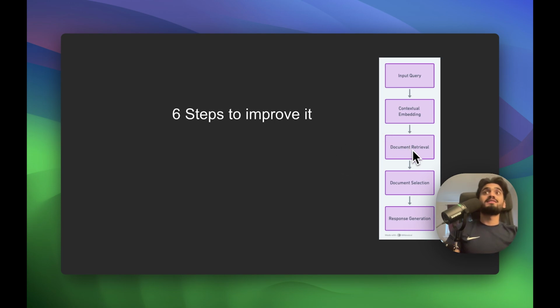And on the right over here, you can see the RAG or naive RAG structure or pipeline. You have the input query, contextual embedding, document retrieval. You do some document selection by re-ranking or ranking them in a specific way. And then you get the end generations at the end.